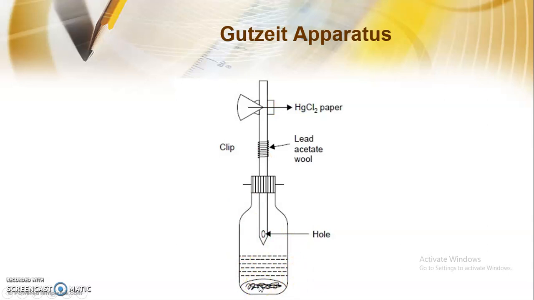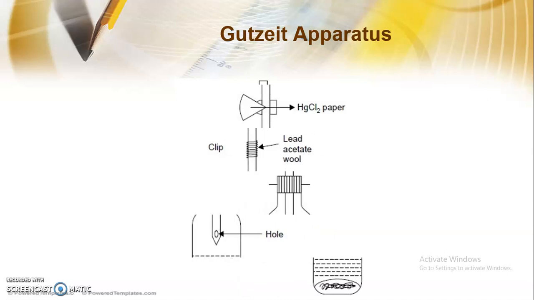Arsenic that is present is first solubilized to arsenic acid. Arsenic acid is converted into arsenious acid. This arsenious acid reacts with the hydrogen, which leads to the formation of arsine gas, and this arsine gas will flow through this particular hole towards this mercuric chloride paper, where a yellow stain is produced, and we are going to check the intensity of this yellow color. In this way, this special type of apparatus is used for performing the limit test for arsenic, which is known as the Gutzeit apparatus.